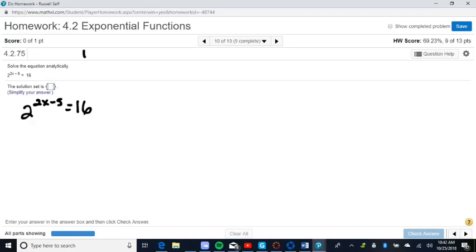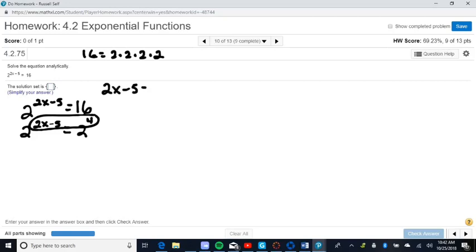But I can turn 16 into 2 times 2 times 2 times 2. Right? So always look at the smaller one and see if you can make the bigger one turn into some base with that. So that becomes 2 to the 2x minus 5 equals 2 to the 4th power. Okay? Now all I need to do is take the exponents and set them equal to each other. All we're interested in is the exponent part now. So that's 2x minus 5 equals 4. We'll add 5 to both sides to get the 2x by itself.